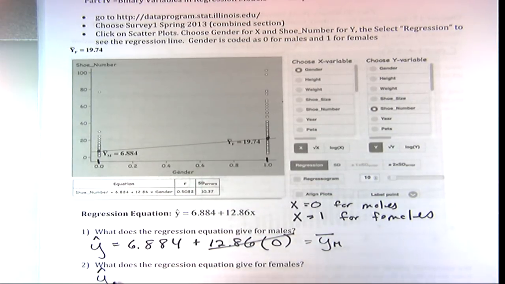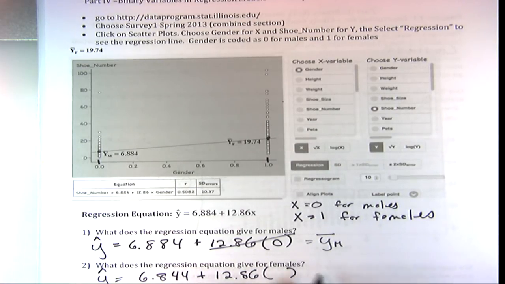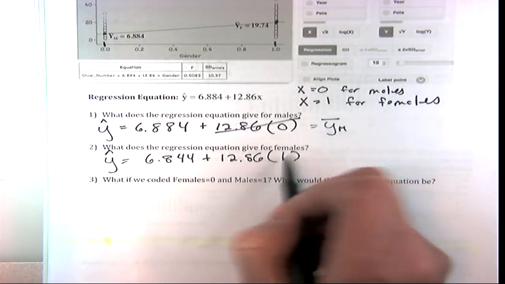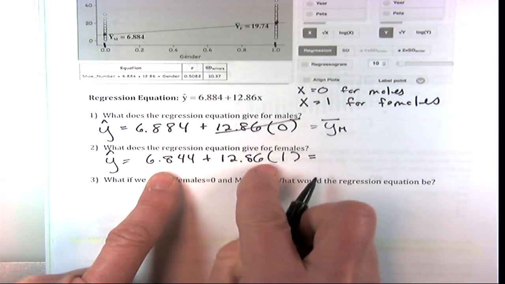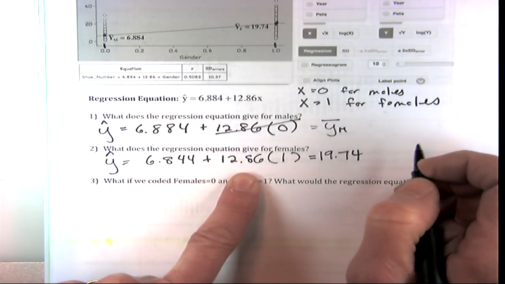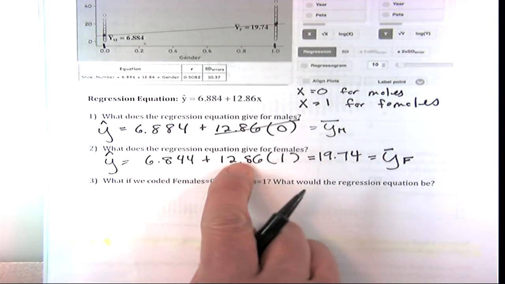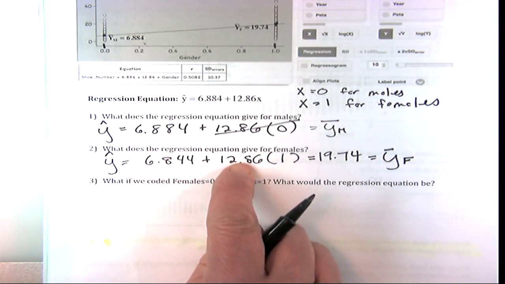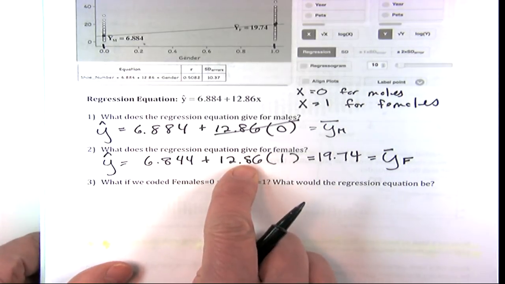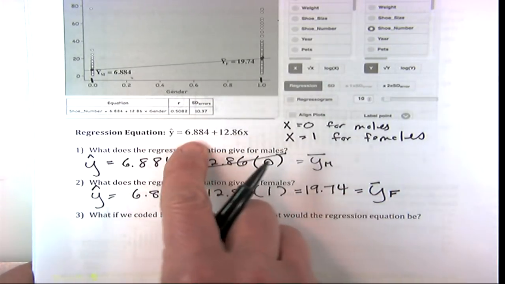And what do you think it does for females? We have the 6.884, the average of males, plus 12.86 times what is x for females? X is what? 1. So we add these together, and what do you think we get? 19.74. Okay? Which is the average for females. So the slope right here is just the difference between males and females. That's all this is.